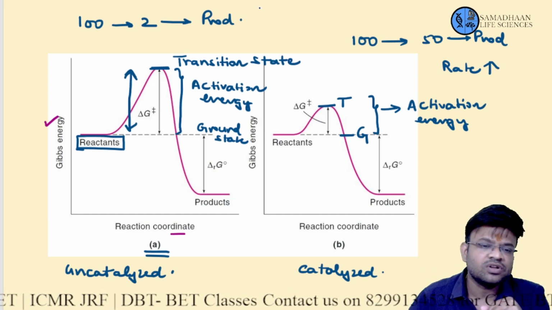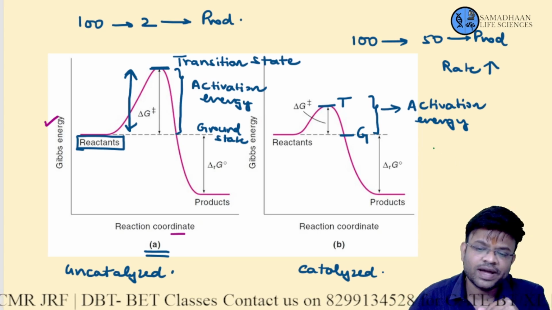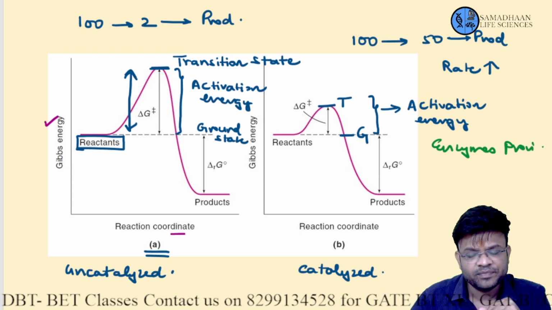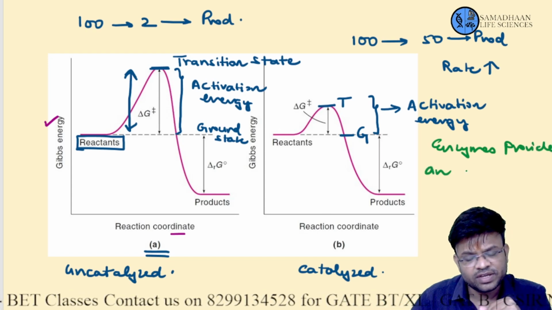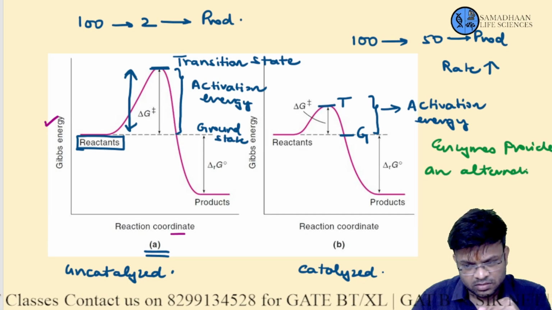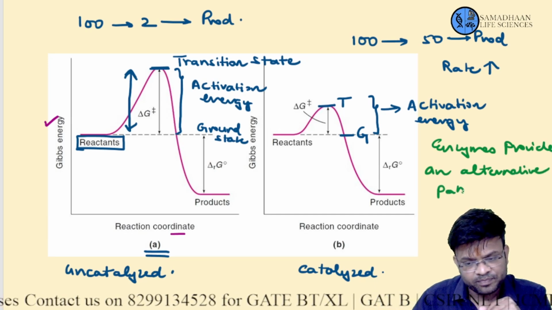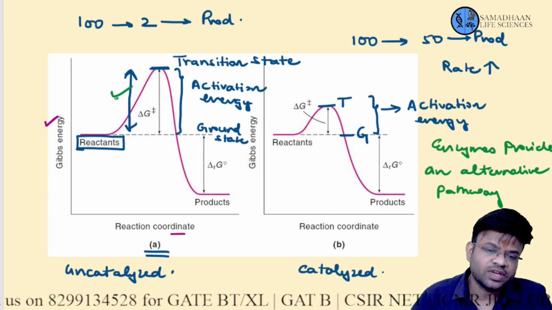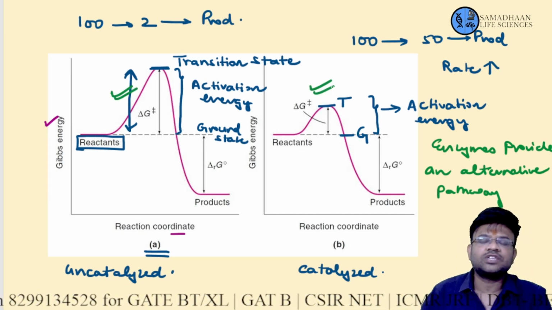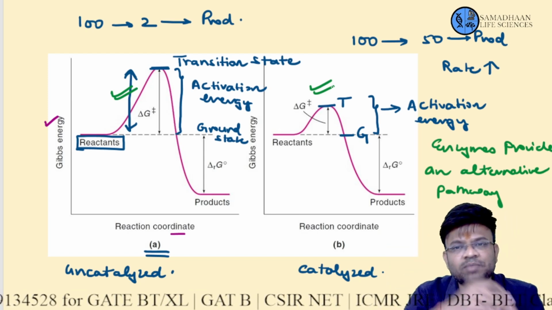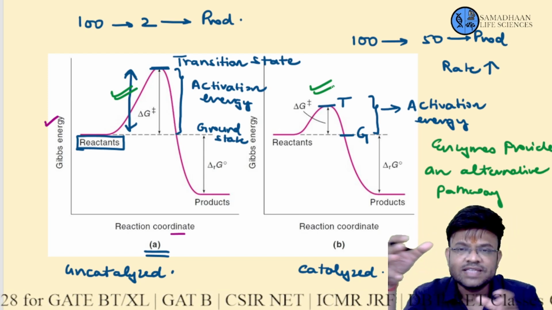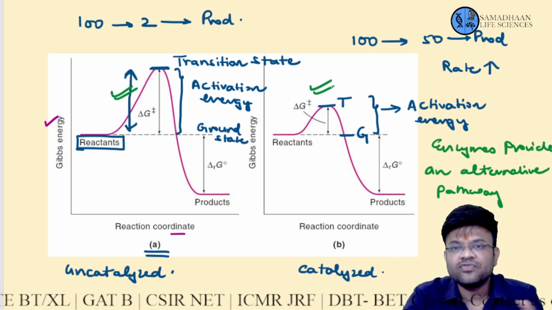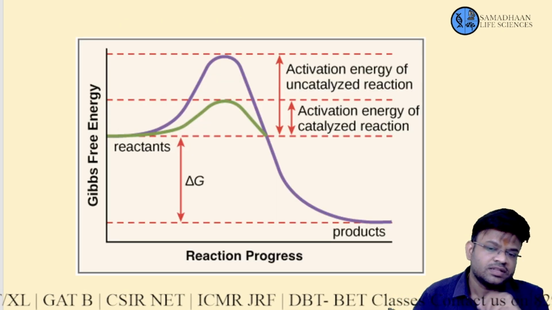In other words, we can also say that the enzymes provide an alternative pathway for the reaction to proceed, because this was one pathway and the enzyme provided another pathway, another way in order to complete the reaction. So this is what exactly happens, and this is how exactly the enzyme performs its function. Now, this is another diagram.